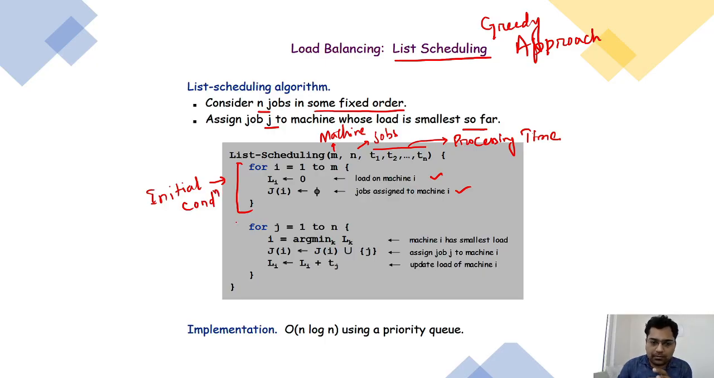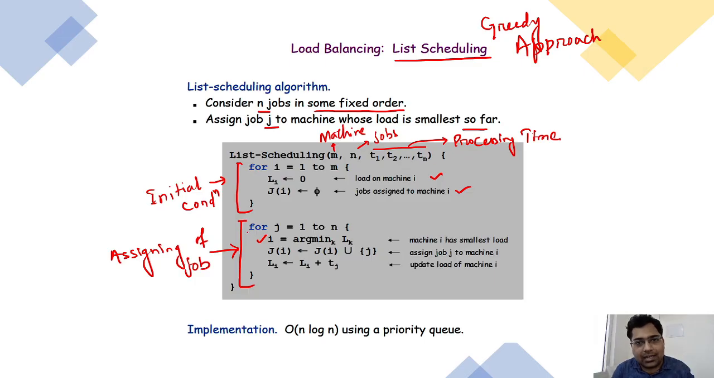Whenever we set the initial condition, then we go for the assignment, assigning of new jobs. Here we take j which is to be assigned. The number of jobs is n, so we go from 1 to n. Next, i is the machine we find which is lesser loaded; this tells us the smallest load, and we pick that machine. Then the j which is selected will be added as a new job in the subset. That is what is written as assigning of job.